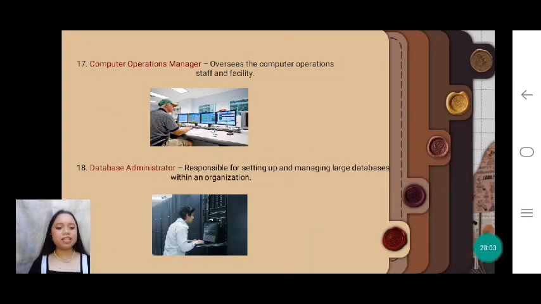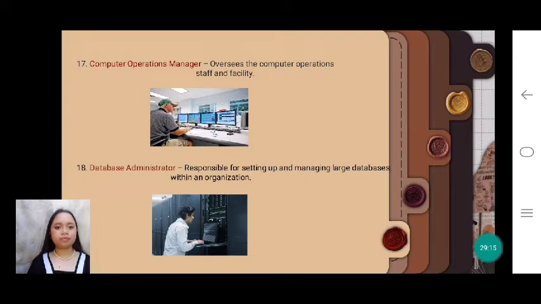Okay. Number 17. Computer operations manager. Oversees the computer operations staff and facility. From the word manage, they are the ones who manage the computer operations staff and facility. They are responsible for operation of mainframe and peripheral information system equipment, and for developing schedules for equipment usage. May require an associate degree in a related area. So that's the work of the computer operations manager.